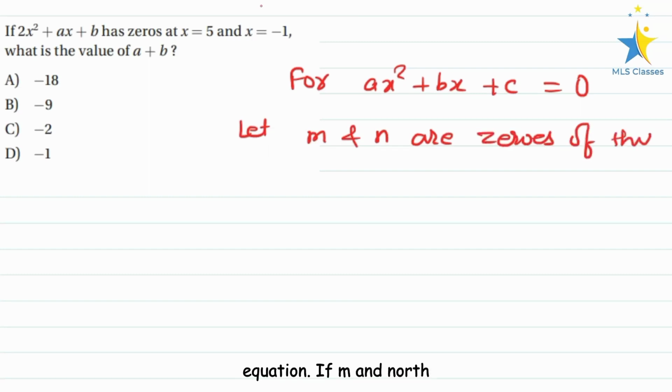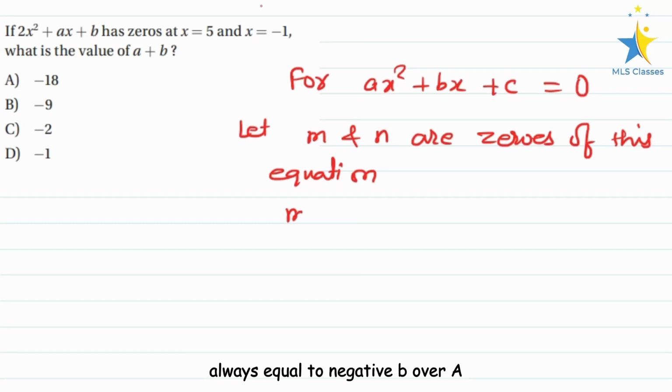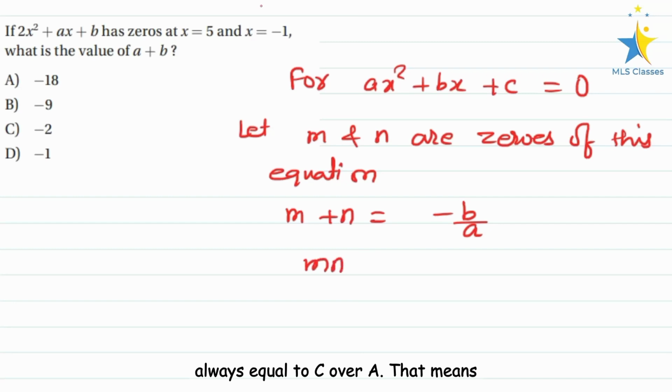If m and n are zeros of this equation, then the sum of zeros, that is m plus n, is always equal to negative b over a, whereas the product of the zeros is always equal to c over a. That means the sum of zeros is the negative coefficient of x divided by the coefficient of x square, whereas the product of roots is the constant term divided by the coefficient of x square.